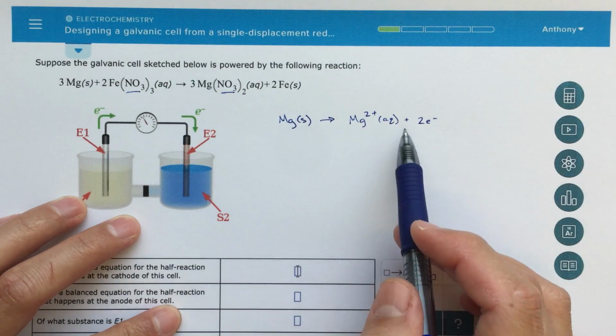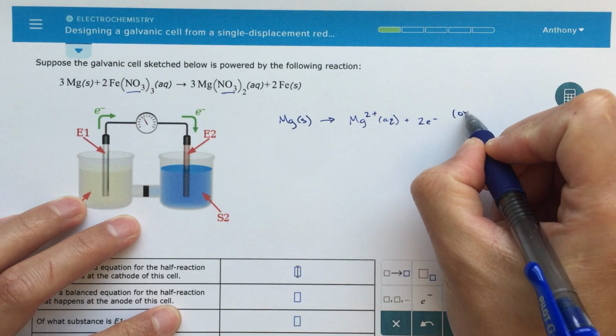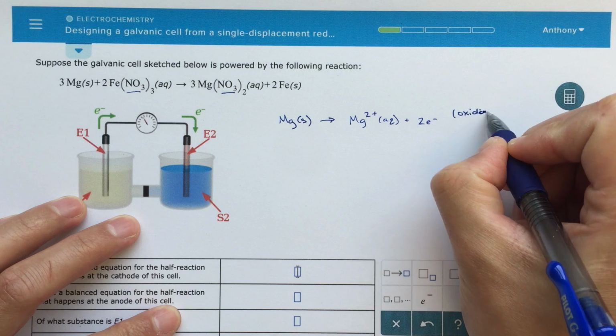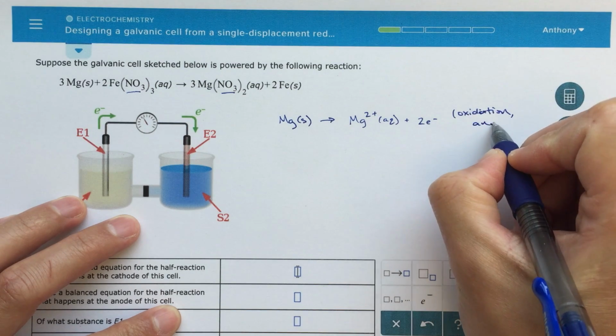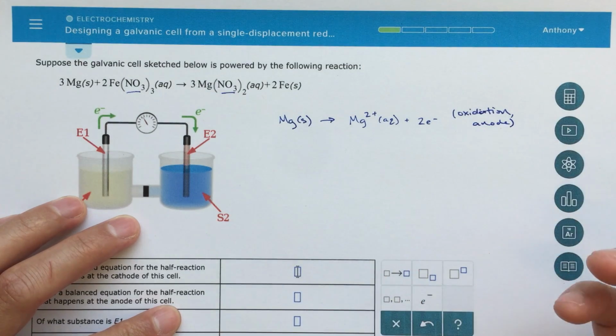Now this is my half reaction. This is an oxidation half reaction, so let's put that in parentheses: oxidation. This would happen at the anode. So this is my reaction that's happening at the anode.